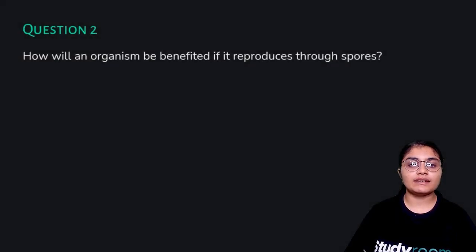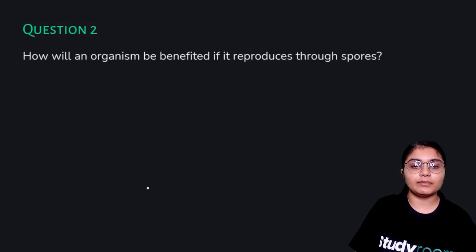Okay, next up our question is, how will an organism be benefited if it reproduces through spores? An organism is benefited by reproducing through spores because spores are surrounded by a thick layer which protects them in adverse conditions. So when the favorable conditions occur, these spores start to grow again. In this way, they are successfully alive in unfavorable conditions.